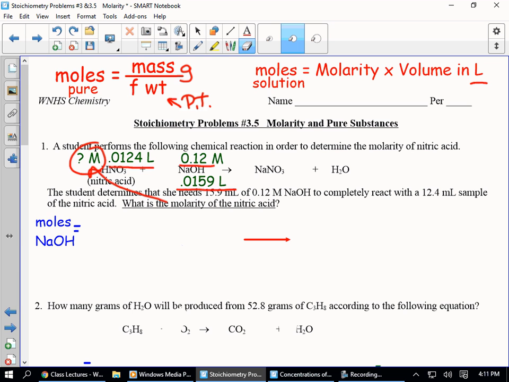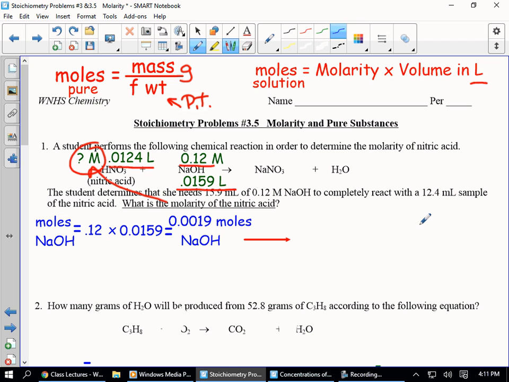So how are we going to put this into moles? You're going to take the molarity, which is 0.12, and multiply it by the volume in liters, which is 0.059. And when you plug that into your calculator, you're going to get 0.0019 moles of NaOH.